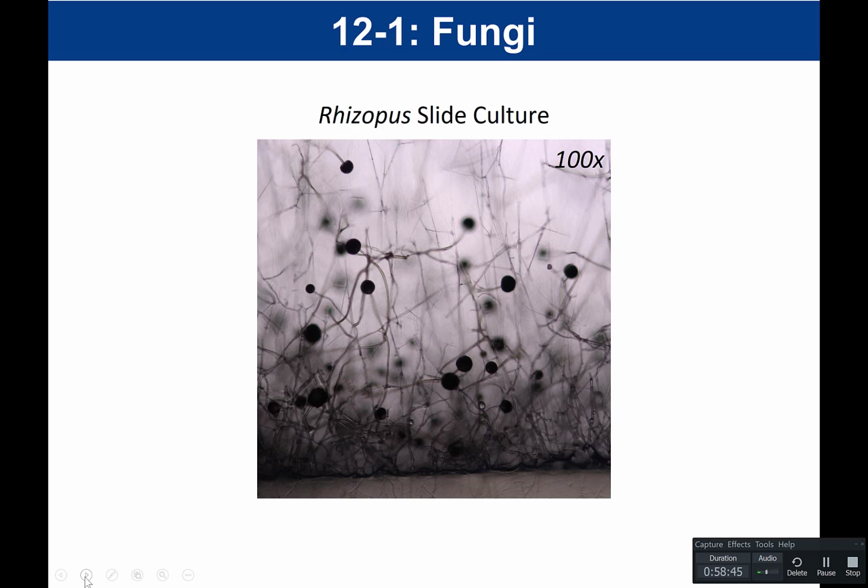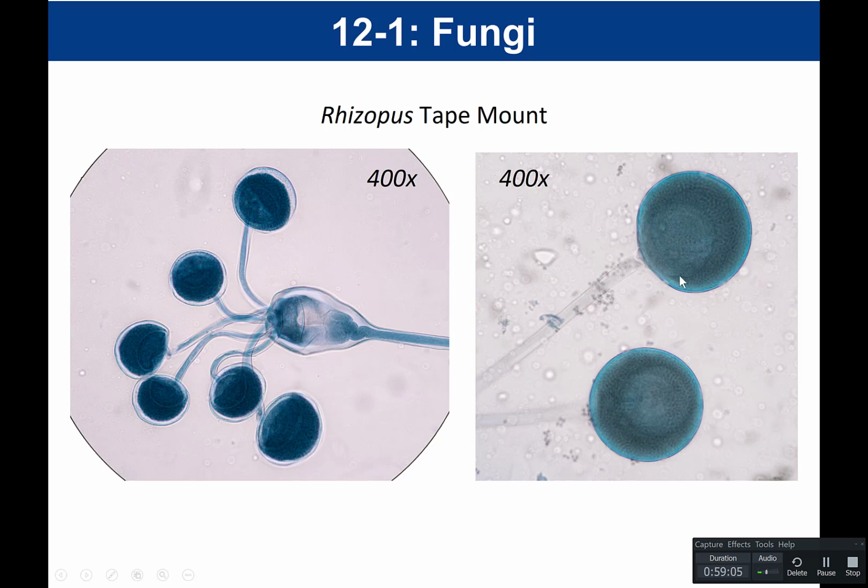Here it is on a slide culture. Again, the key distinction here is that the spore structure, the sporangium, is smooth because the spores are encapsulated. These are sporangiospores. They're used for asexual reproduction. So again, this is a tape mount, not a slide culture now, but a tape mount looking at Rhizopus. And again, you can see that the spores are encapsulated, right? And so we have our sporangiospores inside this capsule structure.